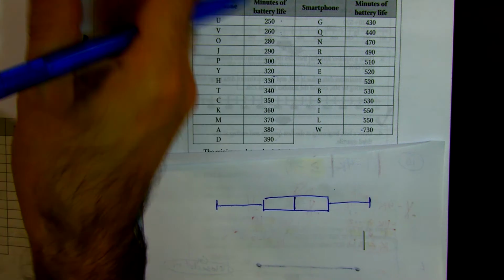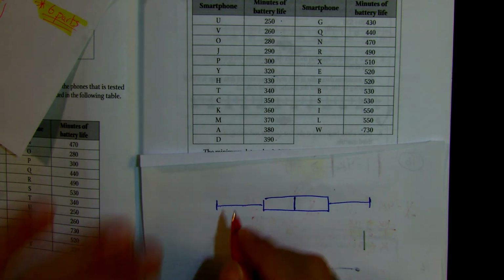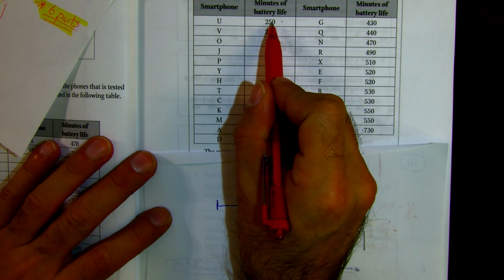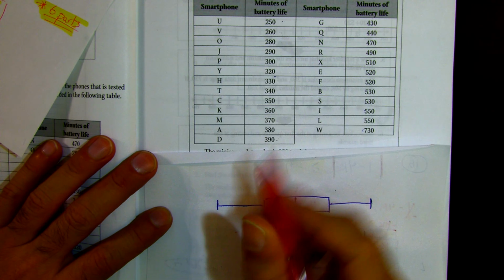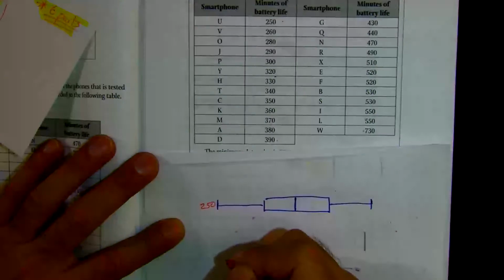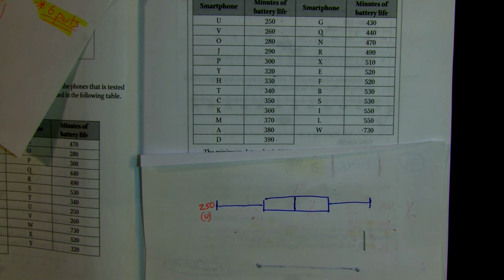So the minimum value, I look here, because they've ordered it from least to greatest, guess what? We're in business. Look, 250. There's a phone here that works 4 hours and change, and then you're done. And that's if you don't even touch your phone. All right, so look, 250 is my minimum. I'm gonna call that phone U. Let's label the phone so we can keep track.